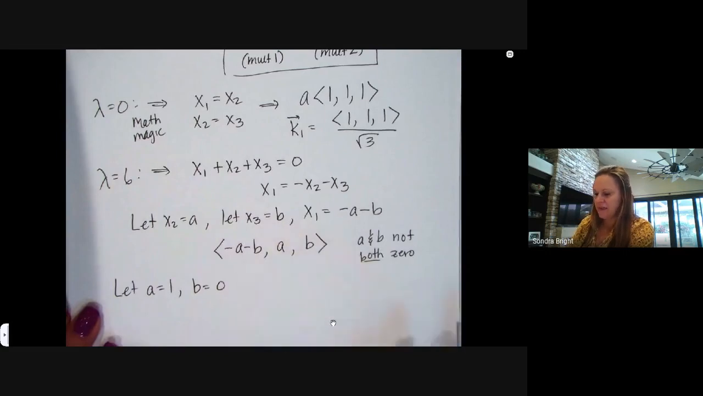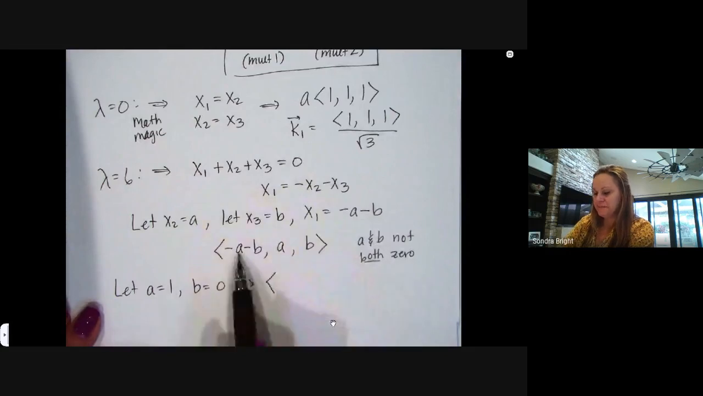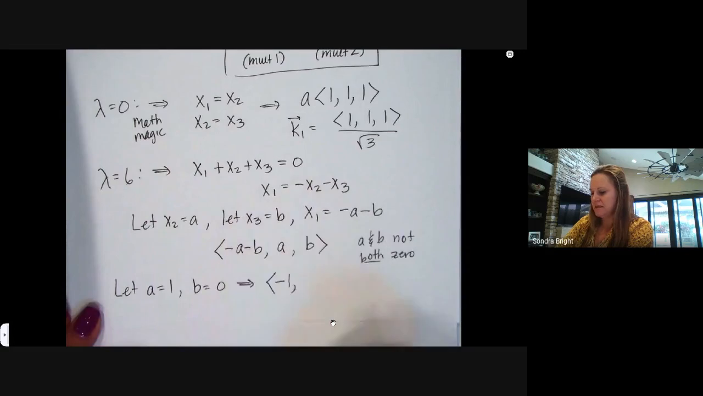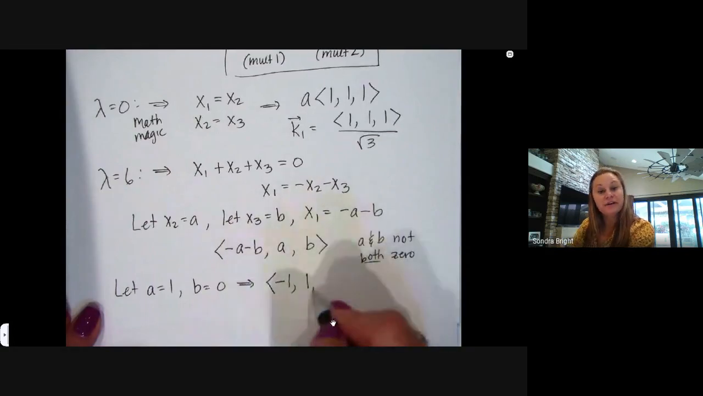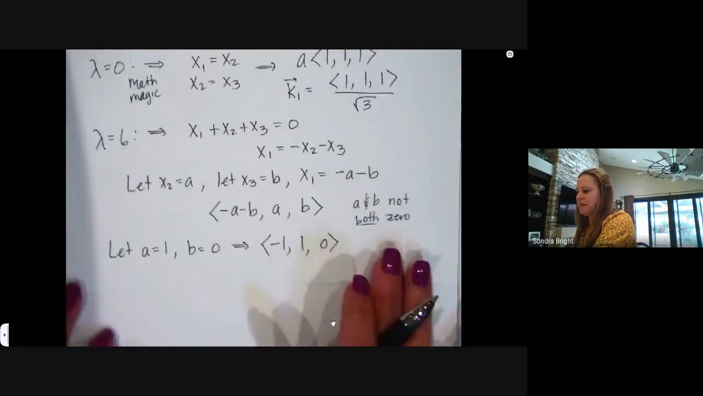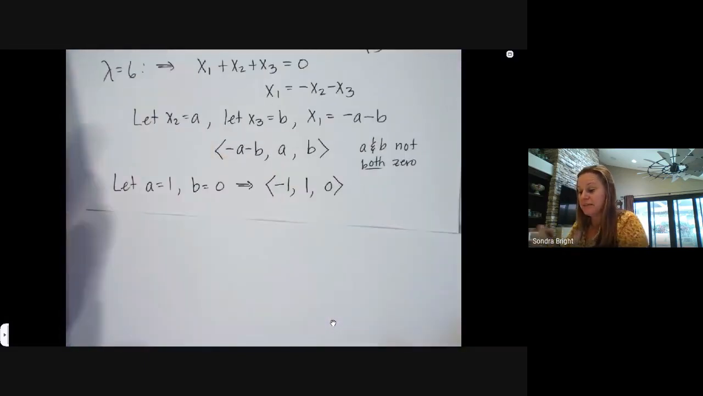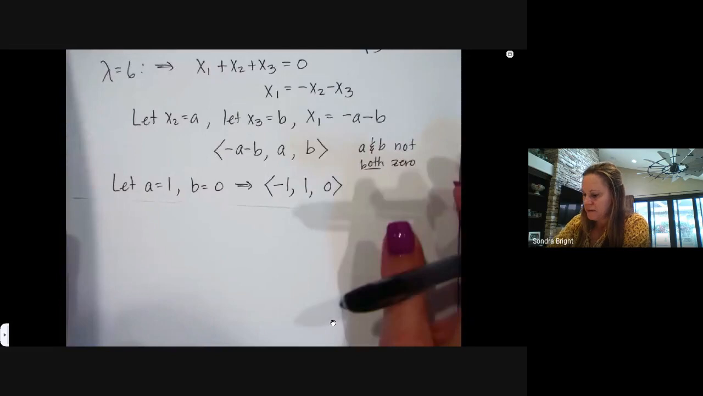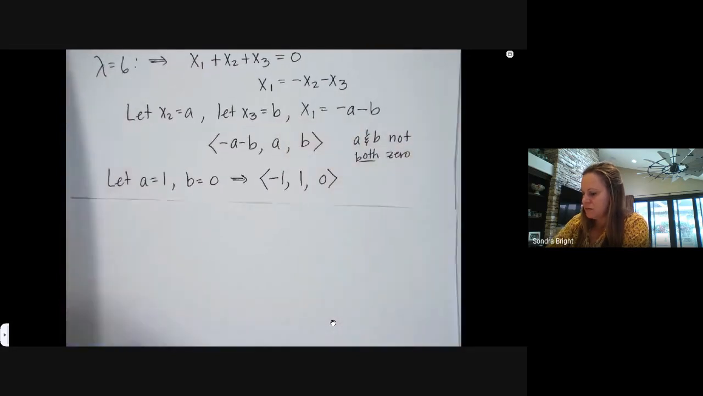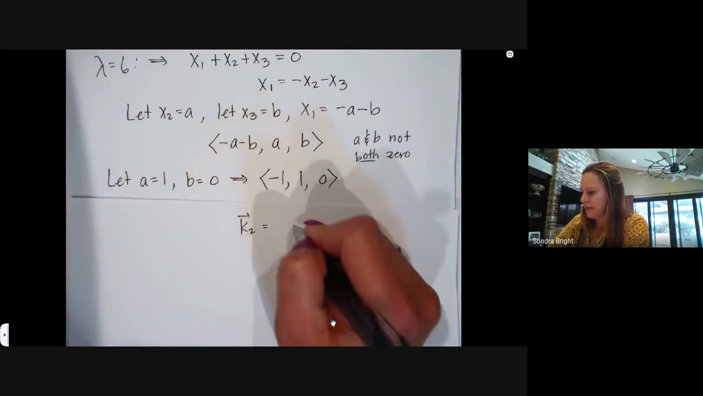Negative a minus b would give me negative 1 minus 0, since a is 1 and b is 0. So there is a relationship between them, not the only one, obviously, since a can be anything and b can be anything, as long as they're not both 0 at the same time. And so K2 is negative 1, 1, 0 over its magnitude, which would be root 2.